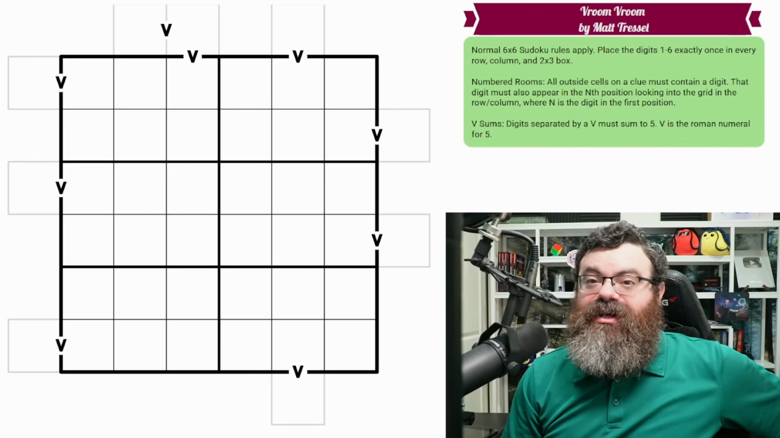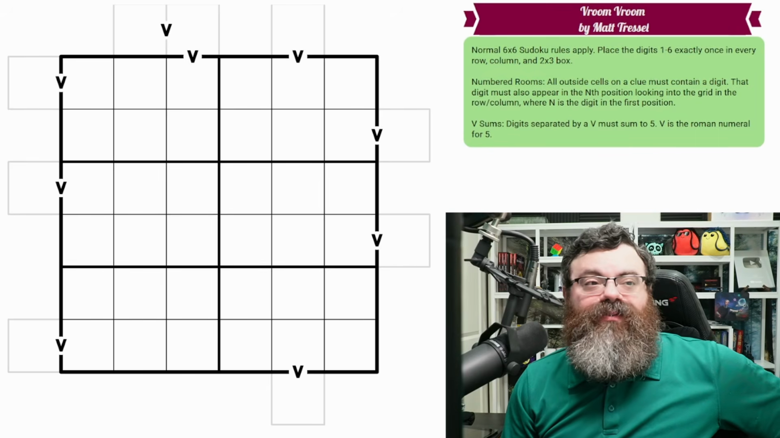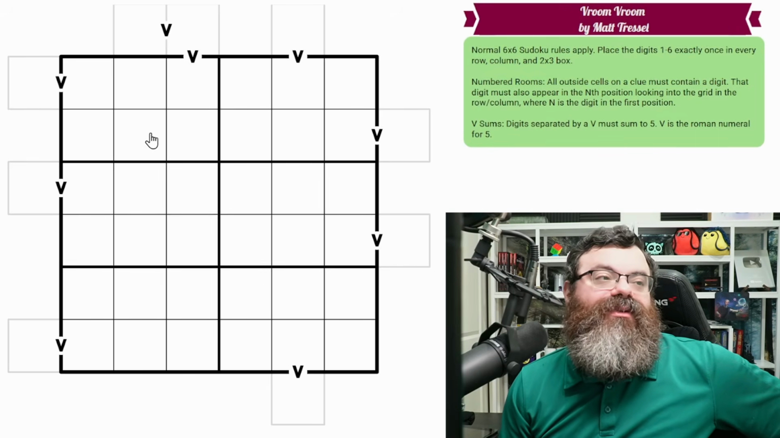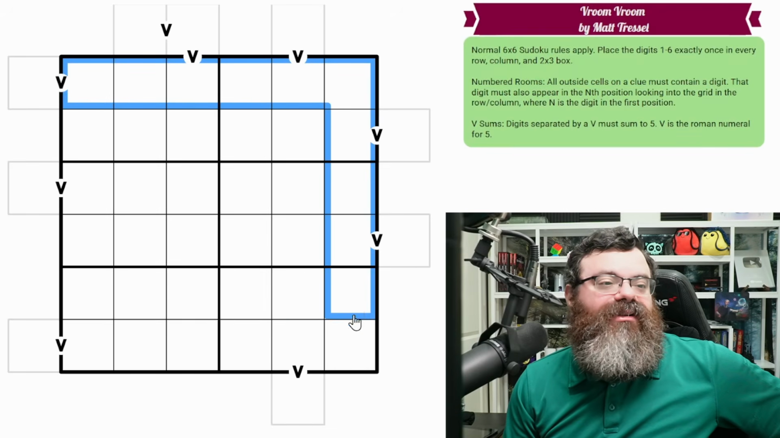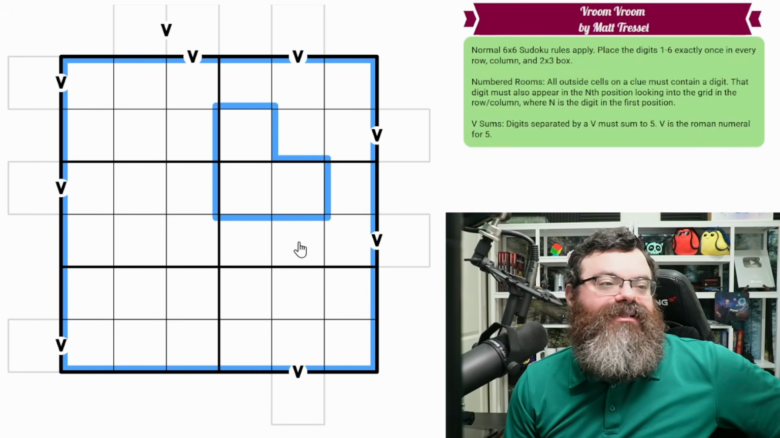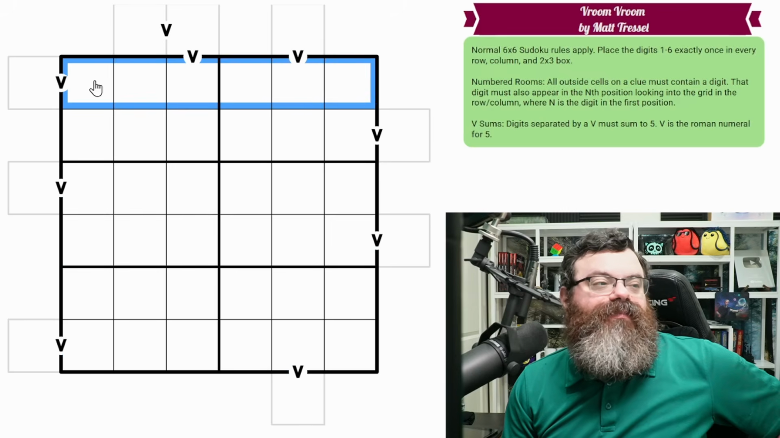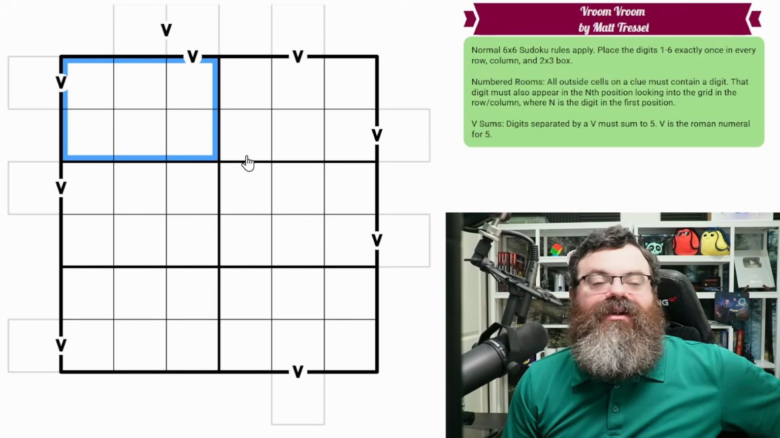So, this continues our indexing theme week, and today we have numbered rooms. So, let's go over the rules for that. We have normal 6x6 Sudoku rules. That's within these bold borders only that we have Sudoku rules. So, in each row, each column, and each 2x3 box, we are placing the digits 1 to 6 exactly once each.